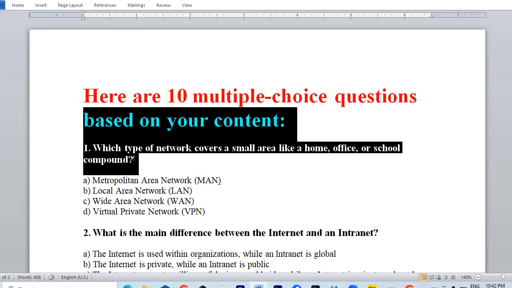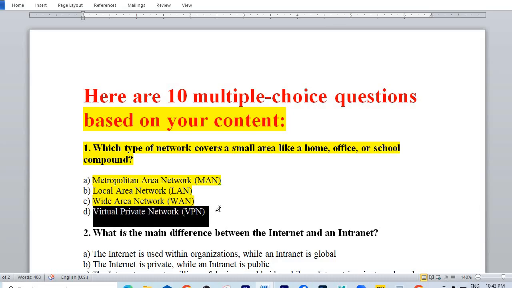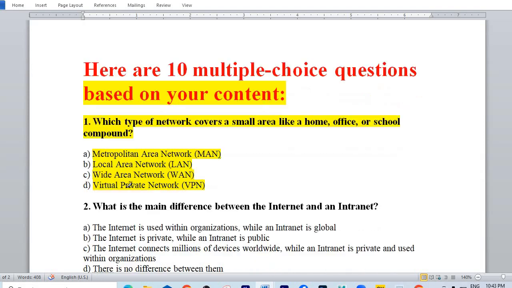Question number 1. What type of network covers a small area like home, office, or school compound? A. Metropolitan area network. B. Local area network. C. Wide area network. D. Virtual private network.